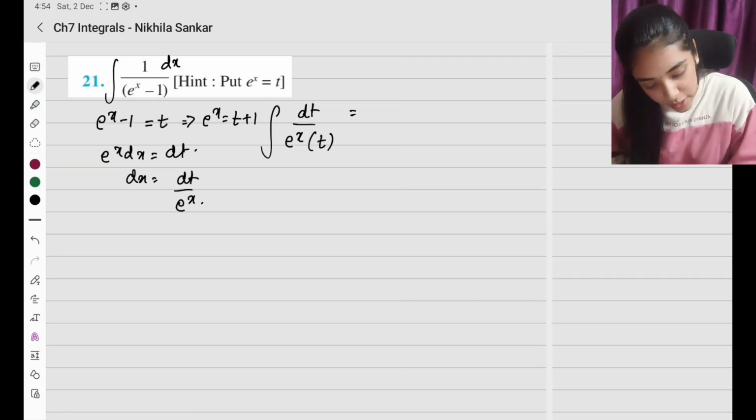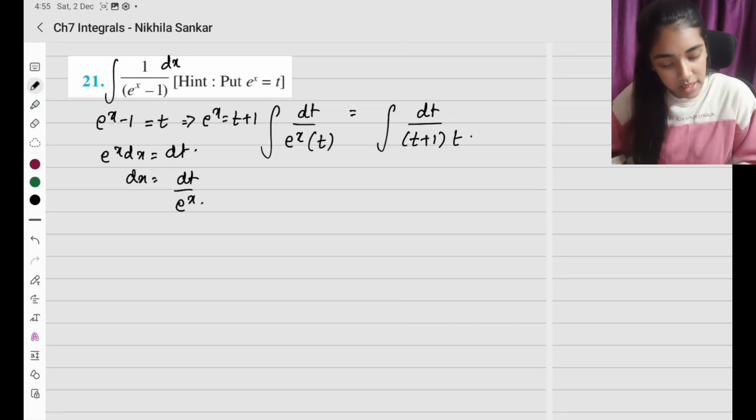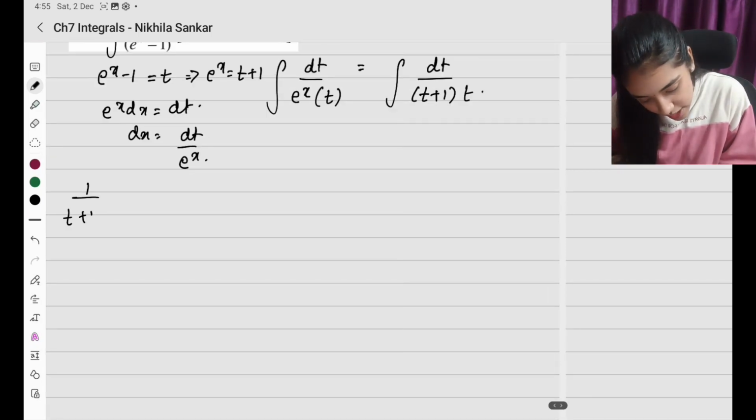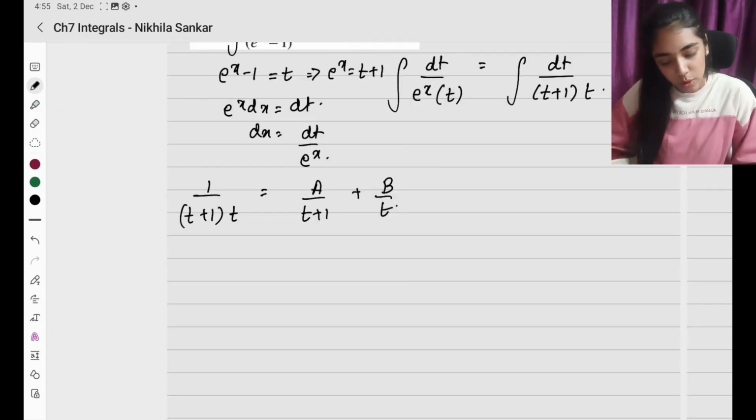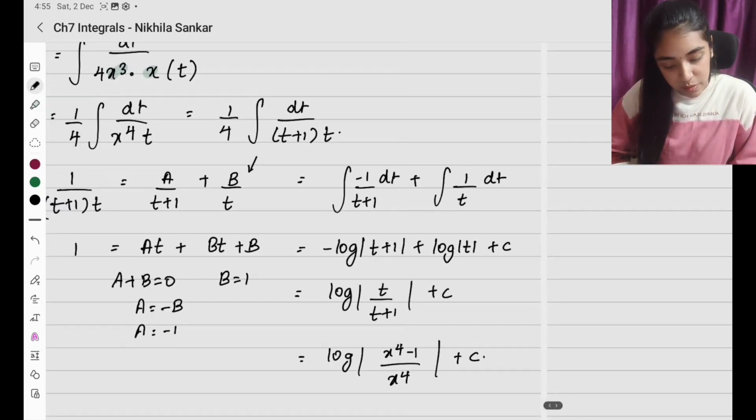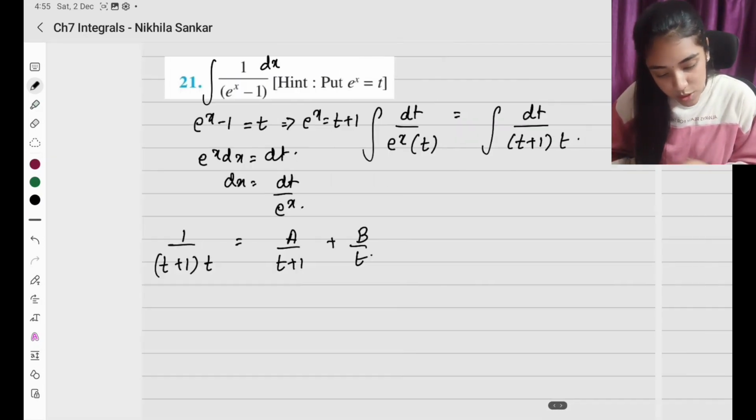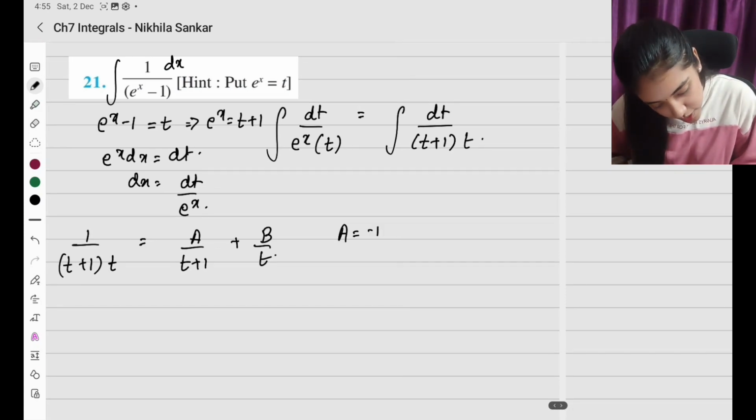So when I do that, I have integral dt divided by t plus 1 times t. This when I split, 1 divided by t plus 1 times t equals a divided by t plus 1 plus b divided by t. What did I get in the previous question? It's the exact same question. A equals minus 1, b equals 1. So I have a equals minus 1 and b equals 1.